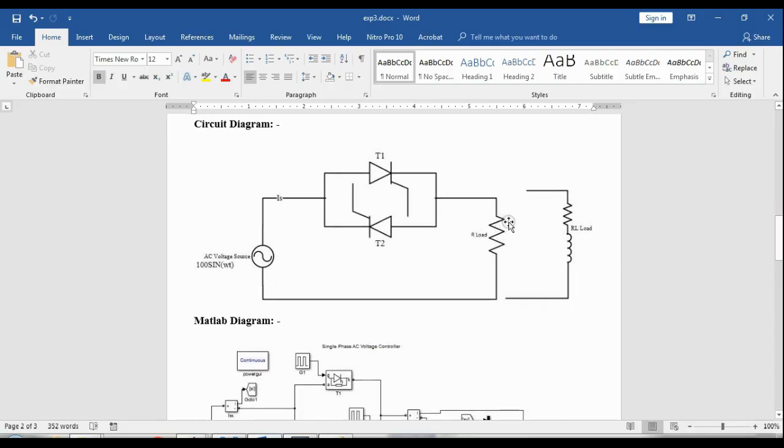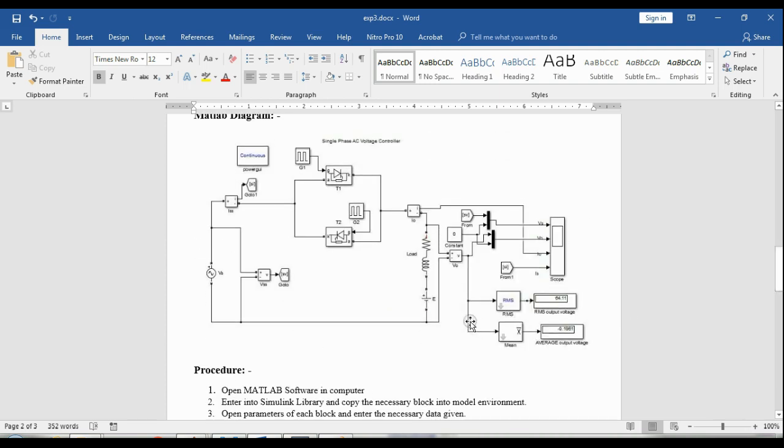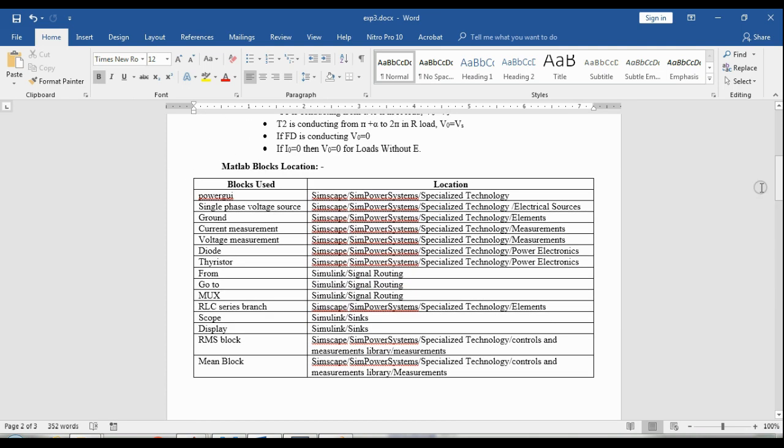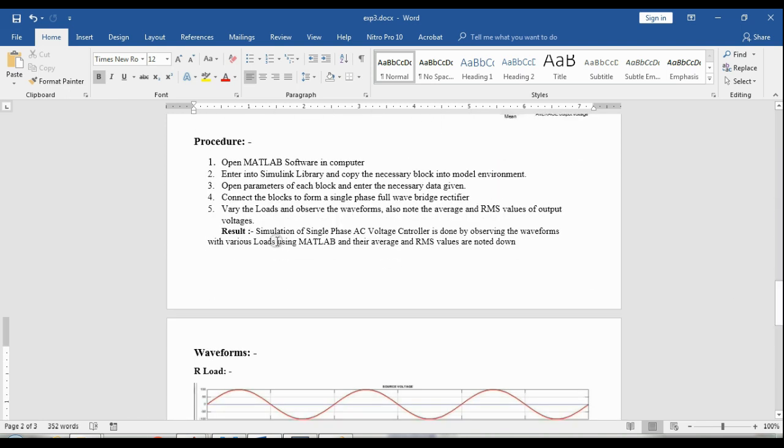So this is the circuit. Whatever the load, we will change it here, R load or RL load. This is the MATLAB circuit diagram, where all these blocks are available; you can see this page. In which toolbox all these elements are available is written here, you can see them. The procedure is as usual: we will connect them, simulate them, and observe the waveforms. If there is any maximum value or RMS value, we will note it down.